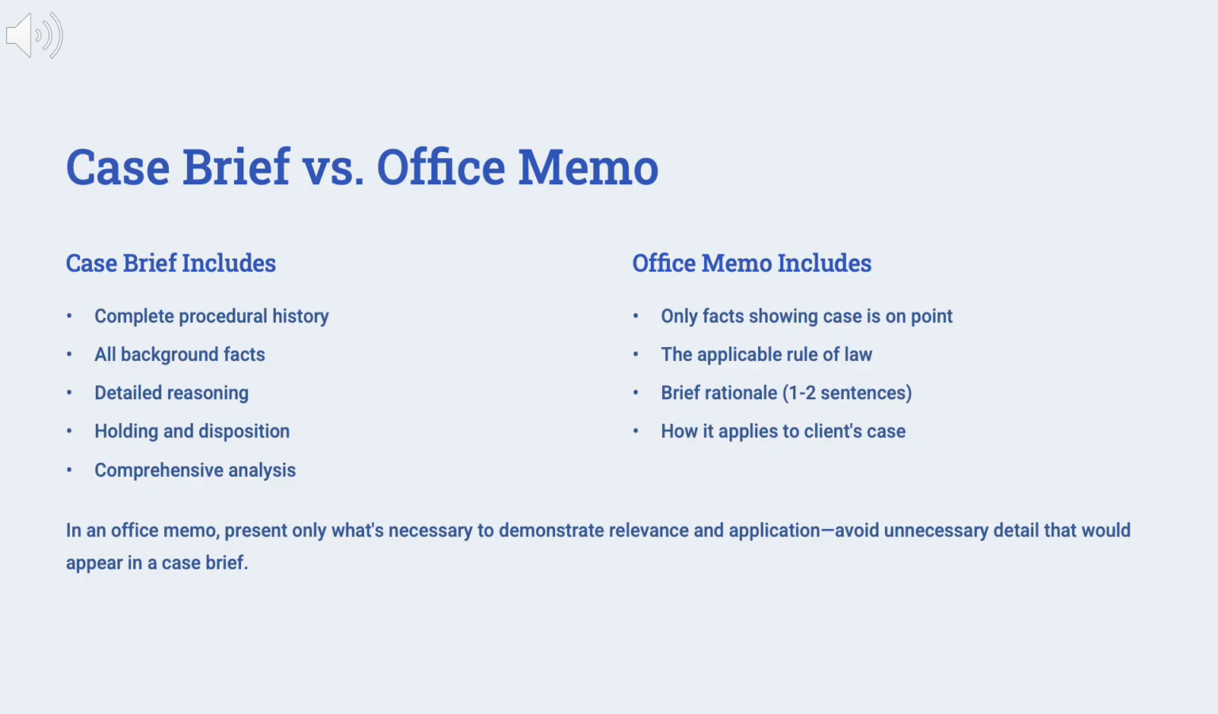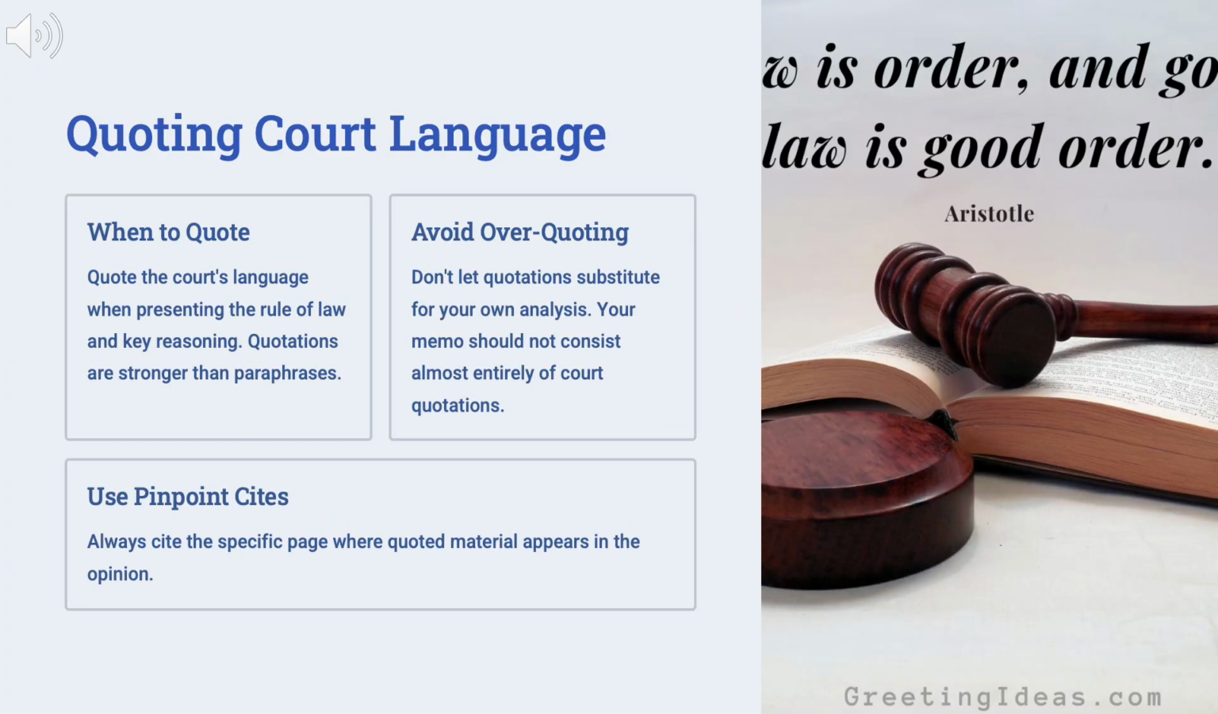Including unnecessary detail in the memo analysis slows the reader, obscures the relevant legal points, and reflects a misunderstanding of the document's function. Decisions about when and how to quote court language directly are important to drafting a professional analysis section. Three principles govern effective use of quotations in office memoranda. The first principle is to quote court language when presenting the rule of law and key judicial reasoning.